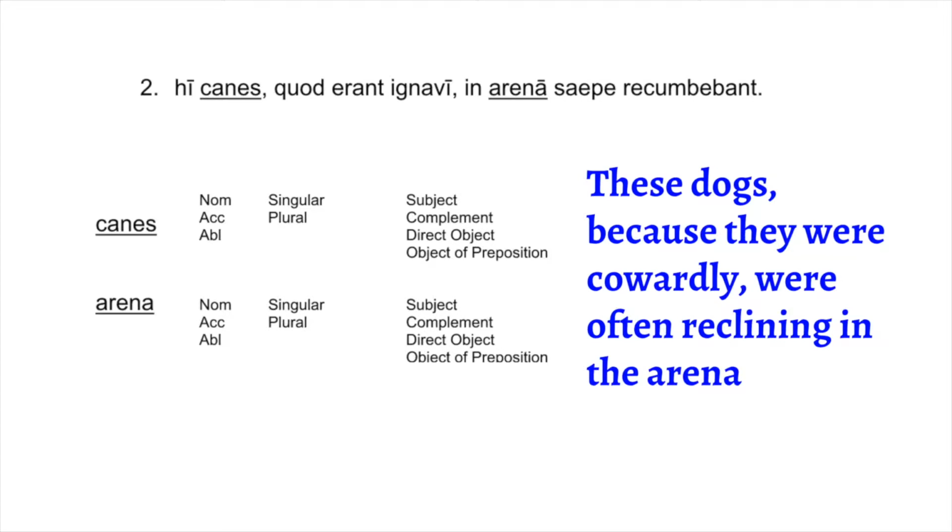So canes is plural, as I said, and it is the subject of the sentence. So the dogs are the subject, so they're the nominative, plural, subject. Arena, notice the macron over the A, and it's paired with the preposition in, telling us where these dogs are reclining. So therefore, arena is the ablative case, singular, one arena, and it's the object of a preposition. The preposition is in.